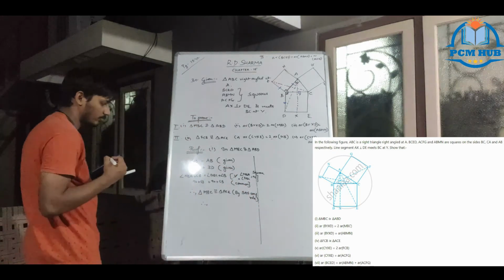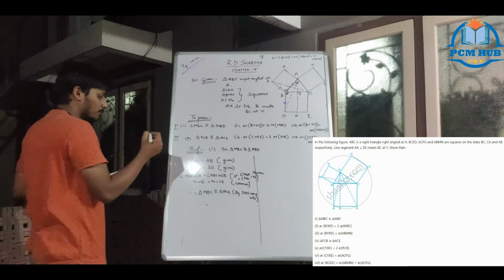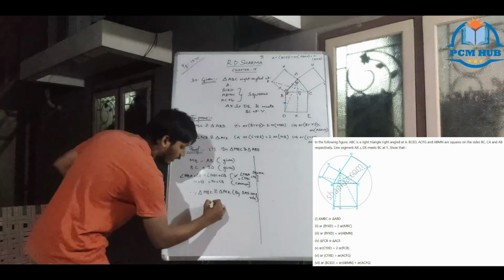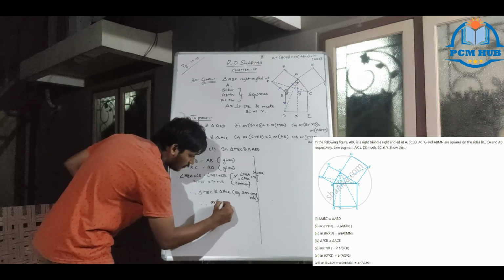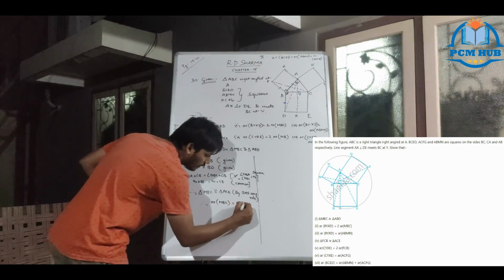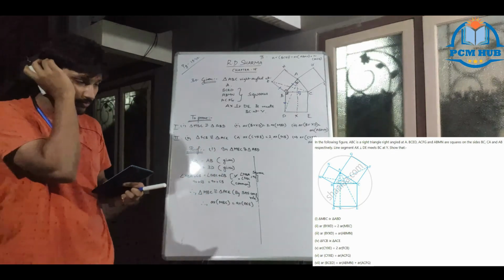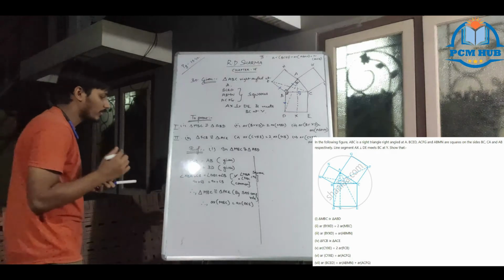Therefore, first part over. Next, second part. Area of MBC equal to area of ACE. Here our first part has ended well. Now we'll go with the second part.